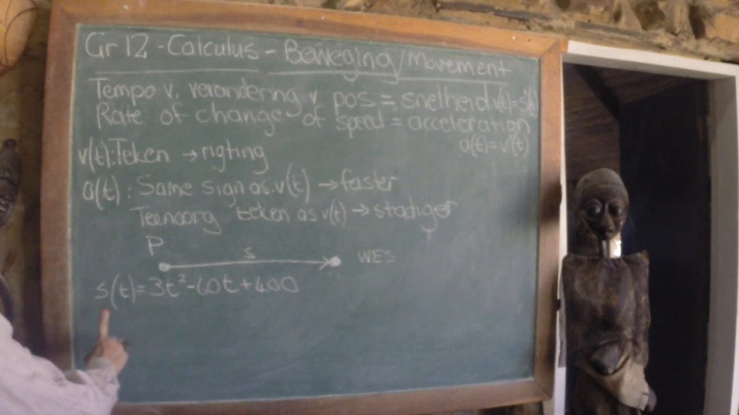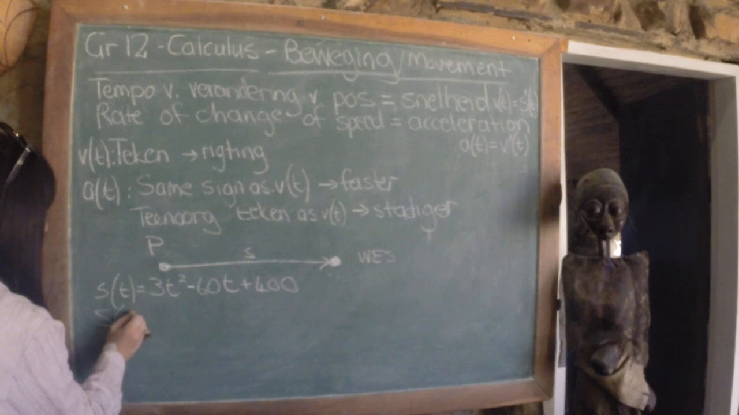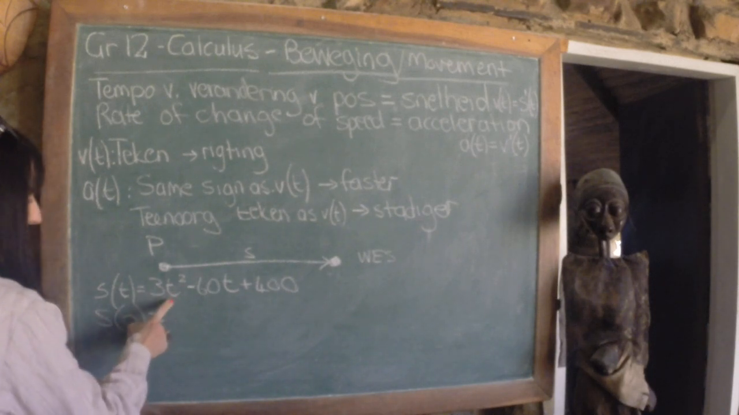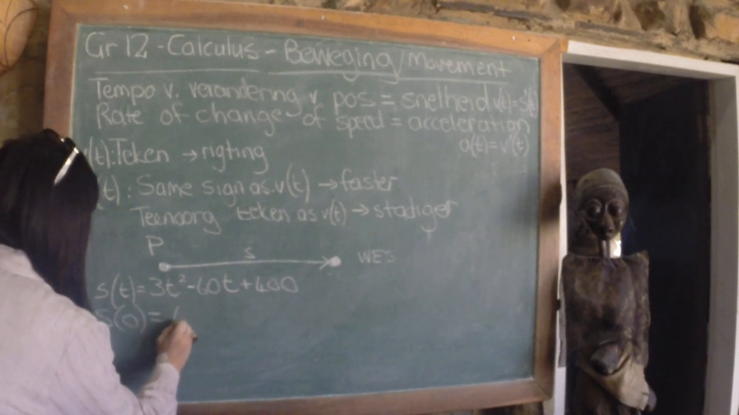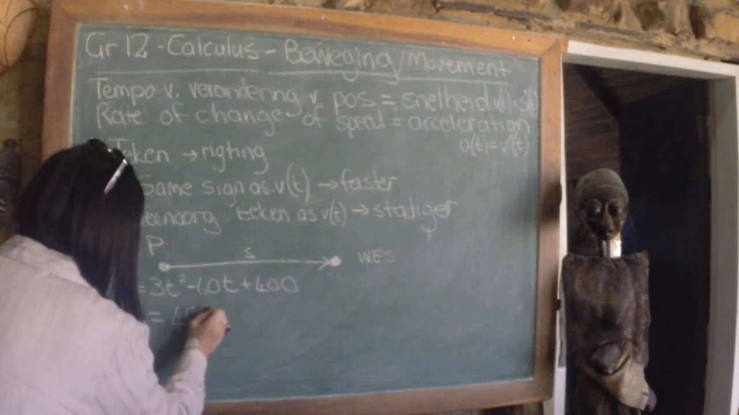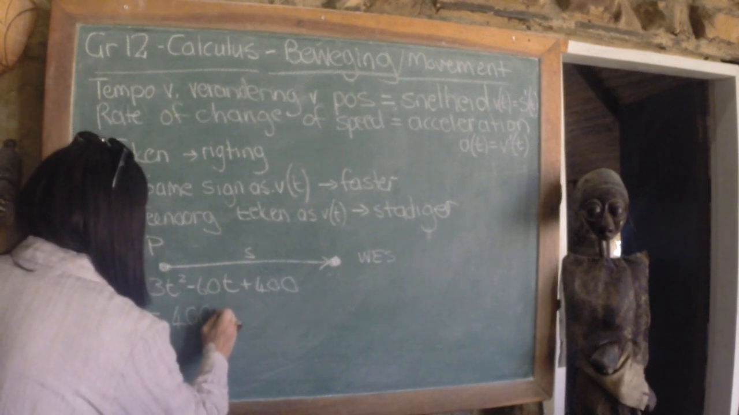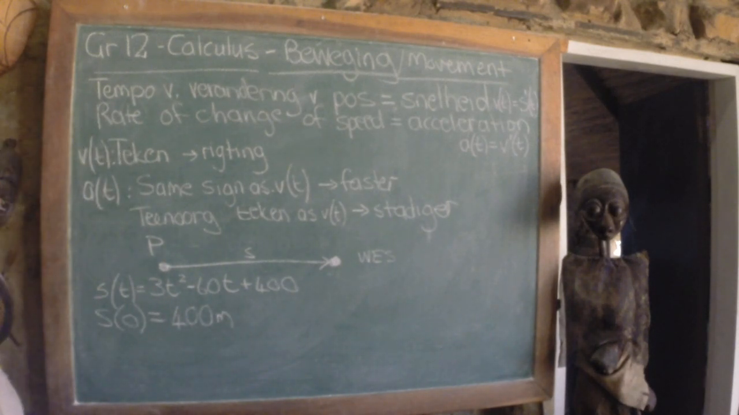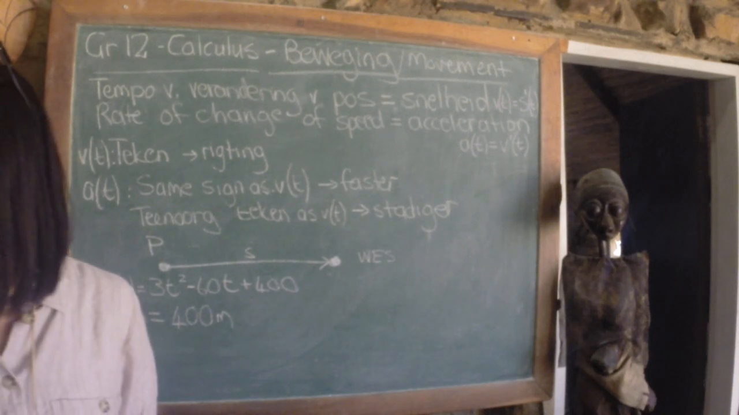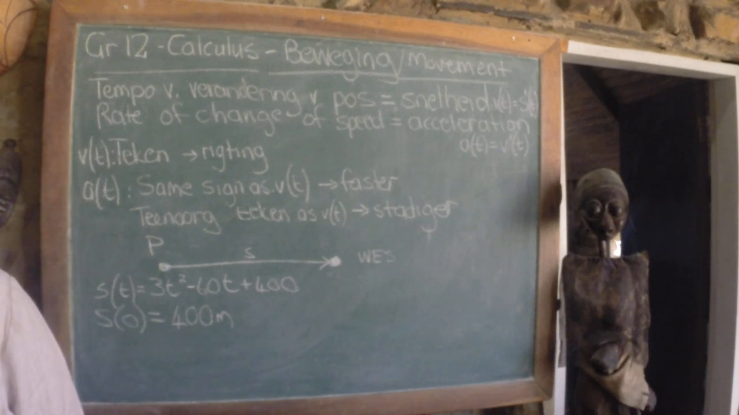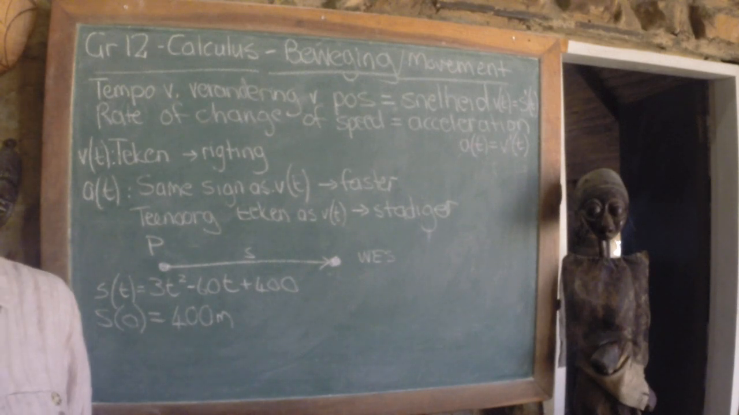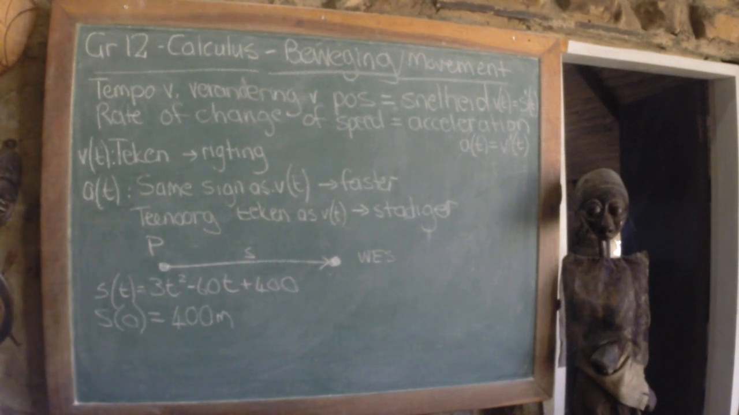So if we do substitution and we put 0 into the place of t, then that's going to be 0. So my answer is going to be 400 and my unit is going to be meters according to the story. So 400 meter. Next question. Hoe vinnig en in watter rigting beweeg die deeltjie na presies 4 sekondes? So at what speed, in what direction is this particle moving after 4 seconds?